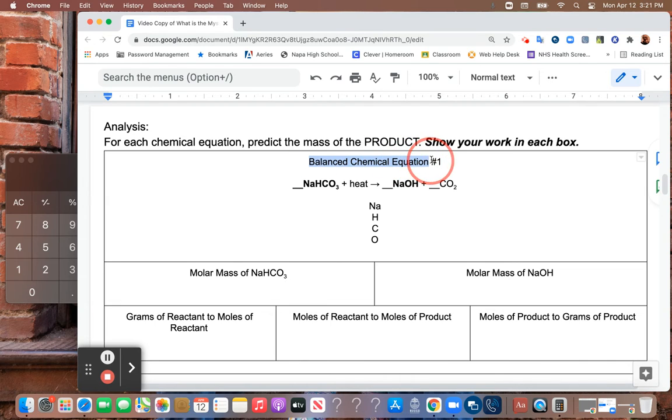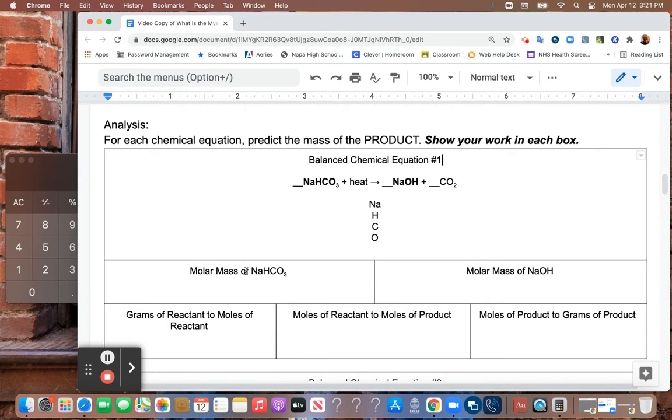We are on the What is the Mystery Product lab document, starting with balanced chemical equation number 1. I'm going to show you how to do the 4 steps of stoichiometry following our guided notes in order to get the answer. We started with some amount of this stuff, and we heated it up, turning it into something else. So I want to know, how much of that stuff did I make, if it was that? So let's start at the beginning.